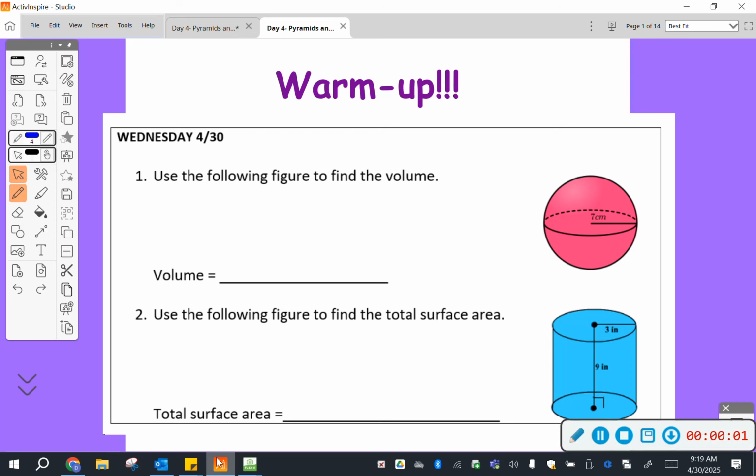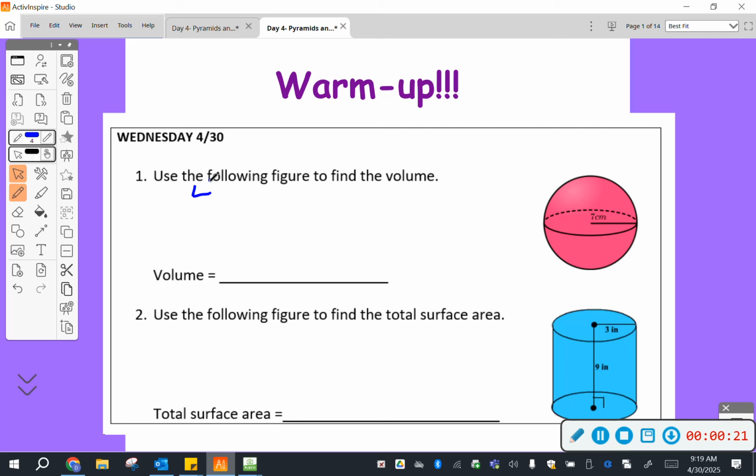Okay. If I can have your attention. The first question says, use the following figure to find the volume. What shape is this? A sphere. And so yesterday we learned the formula for volume of a sphere. What was that?